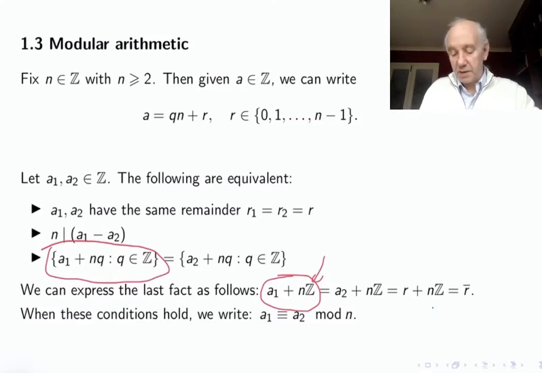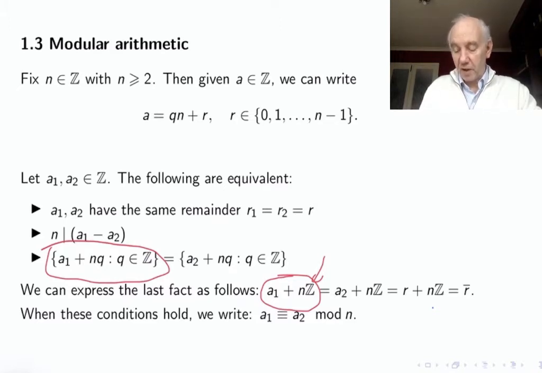Okay, so this is just an abbreviation for this infinite set. This equivalence class is actually a coset for the group with addition, for the subgroup corresponding to multiples of n.